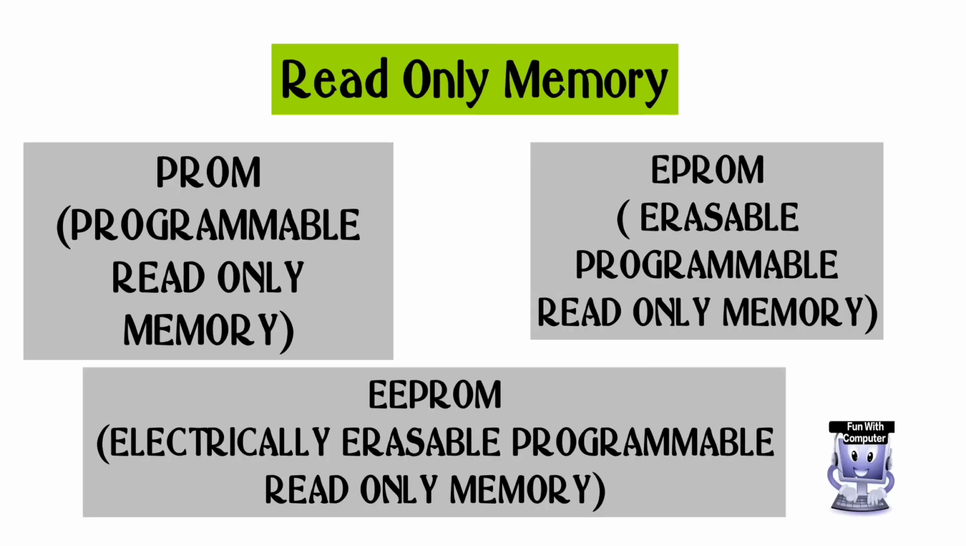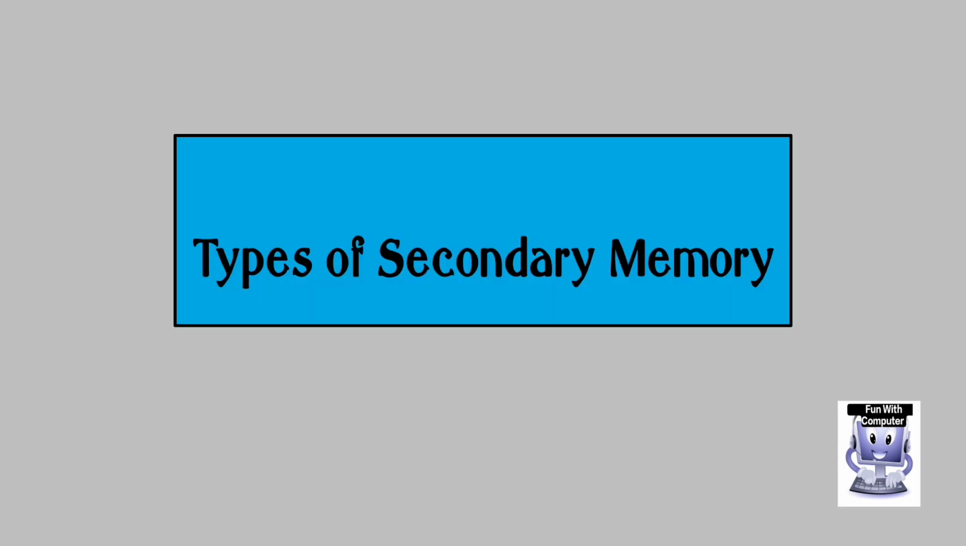Now, the types of ROM, read-only memory. So, it is divided into three different parts. First, PROM, programmable read-only memory. Second is EPROM, erasable programmable read-only memory. And third type is EEPROM, electrically erasable programmable read-only memory.